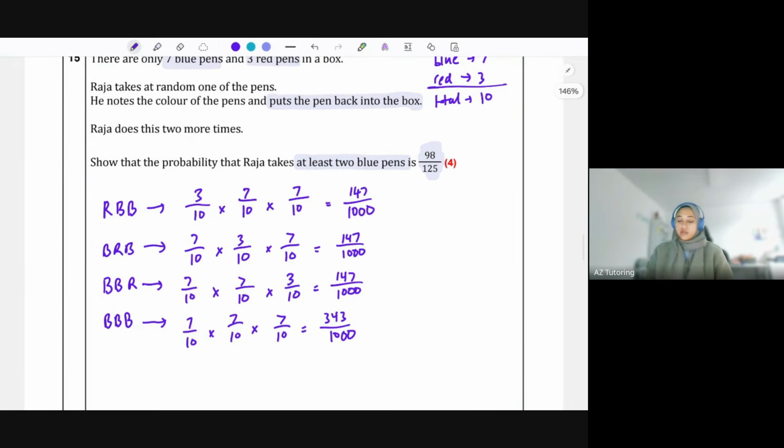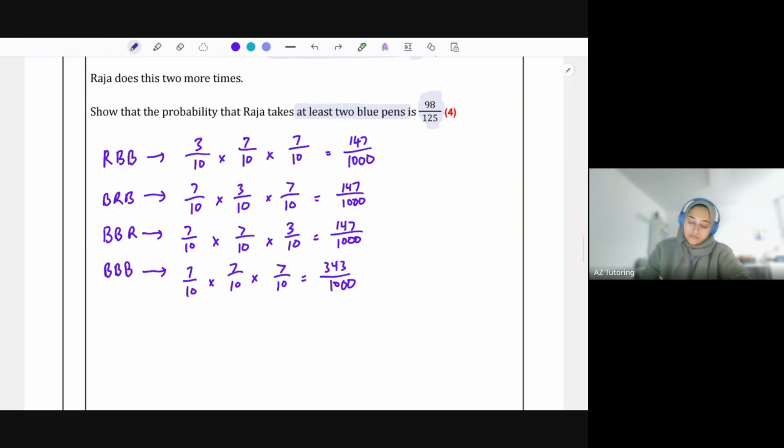We're not done there yet, though. We've got these 4 probabilities it could potentially be. We need to add them all up together now, and hopefully, we get this answer here. So we're doing 147 over 1000, add 147 over 1000, add 147 over 1000, add 343 over 1000.